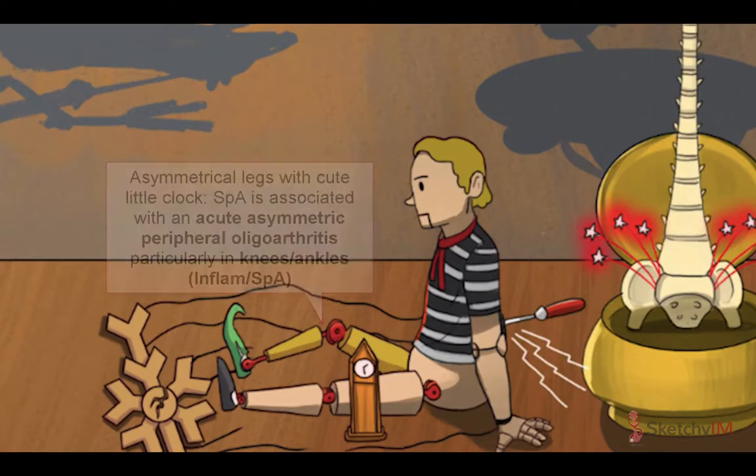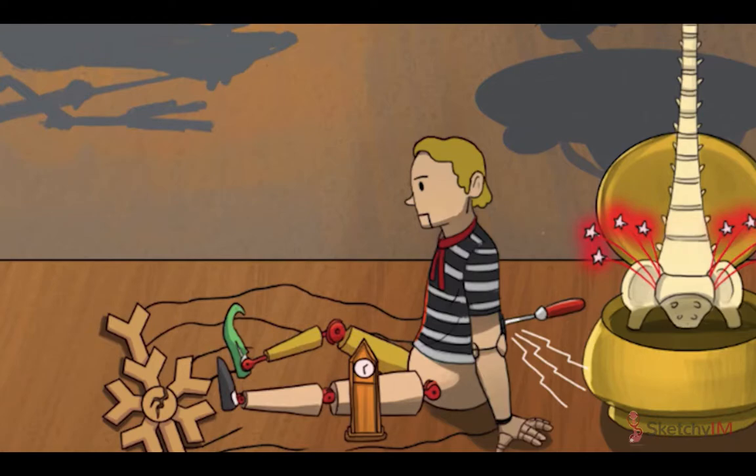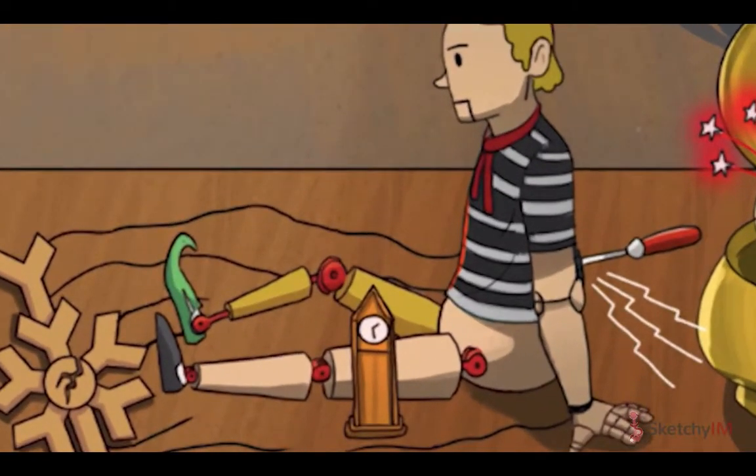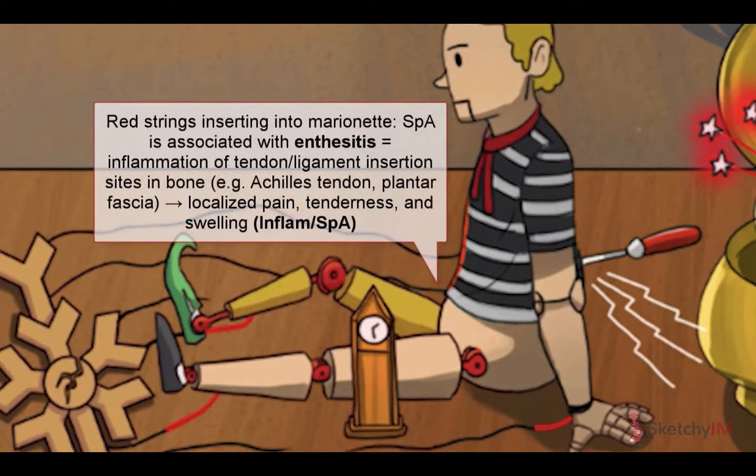Now, many will present without these typical joint symptoms, so keep in mind that the absence of peripheral oligoarthritis does not preclude the diagnosis. Patients with spondyloarthritis may also have enthesitis, or inflammation of the enthesis, the insertion site of ligaments, tendons, or fascia to bone, depicted here by the red inflamed insertion sites of the puppet strings. The most commonly involved locations include the insertion site of the Achilles tendon, as well as the insertion site of the plantar fascia ligament into the calcaneus. Patients will typically have localized pain, tenderness, and swelling in affected areas.